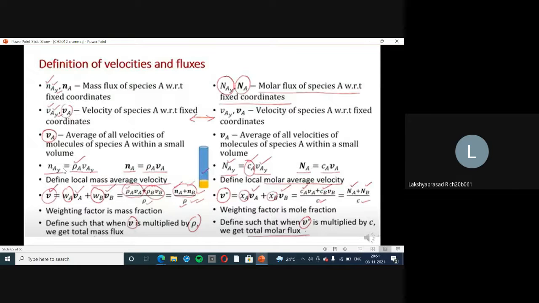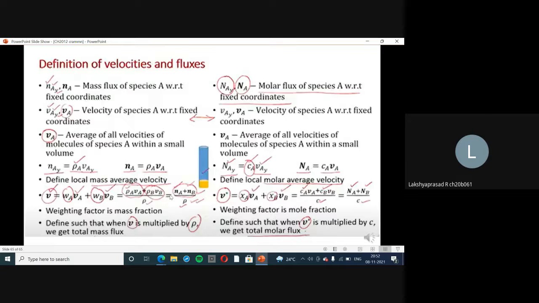Now, nA is equal to rho A into vA. Rho A is the mass concentration of A multiplied by the velocity of the species, which gives us the mass flux of the species. Is that clear, right? And this for y direction, x direction, z direction combined we can write as a vector. Now we will define the quantity which is the mass average velocity, given by just v, the normal velocity vector which we denote, that is equal to wA vA plus wB vB. vB is the velocity of species B and vA is the velocity of species A with respect to fixed coordinates. wA and wB are the mass fractions. That is equal to rho A vA plus rho B vB by rho. This is clear, right? Because w is rho A by rho.